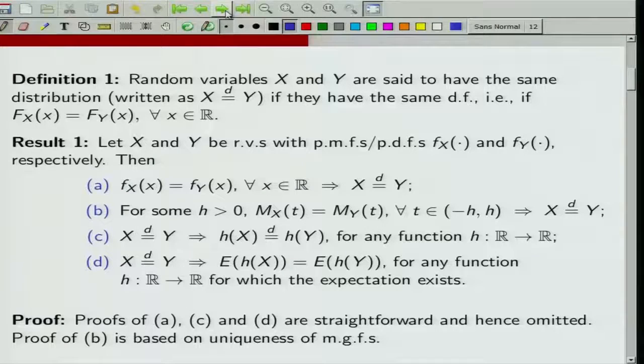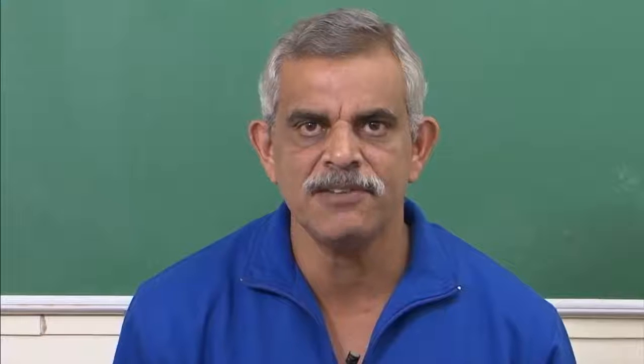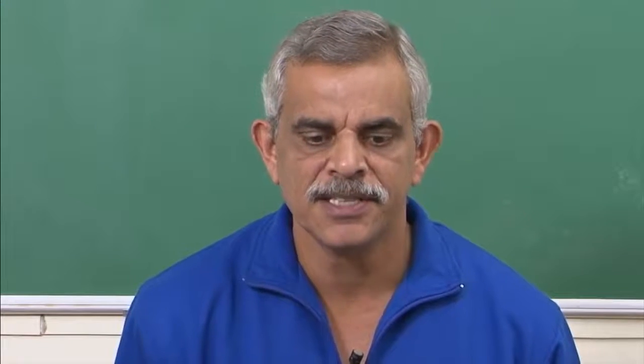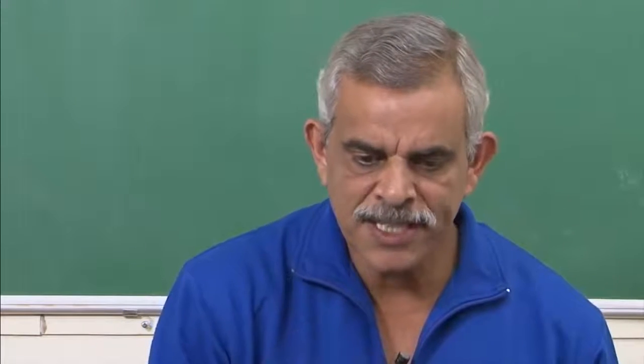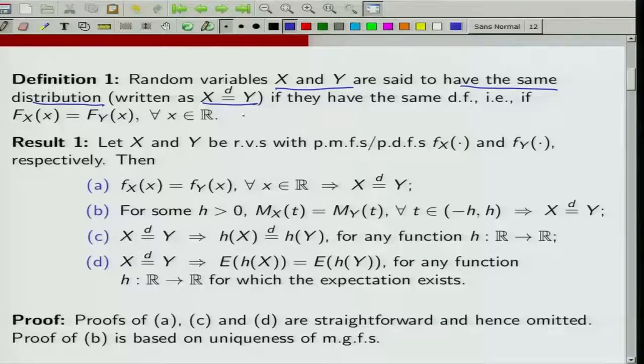So, suppose I have two random variables X and Y. I will say that they have the same distribution, which we will write down as saying that X has the same distribution as Y, if they have the same distribution function. So, two random variables having the same distribution function are said to have the same distribution. Now, it is worth mentioning over here that if X has the same distribution as Y, this does not mean that the random variable X is the same as Y.